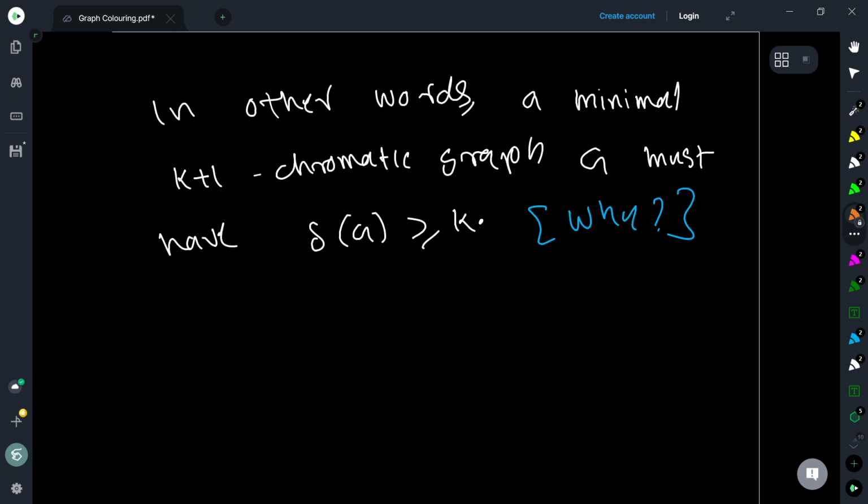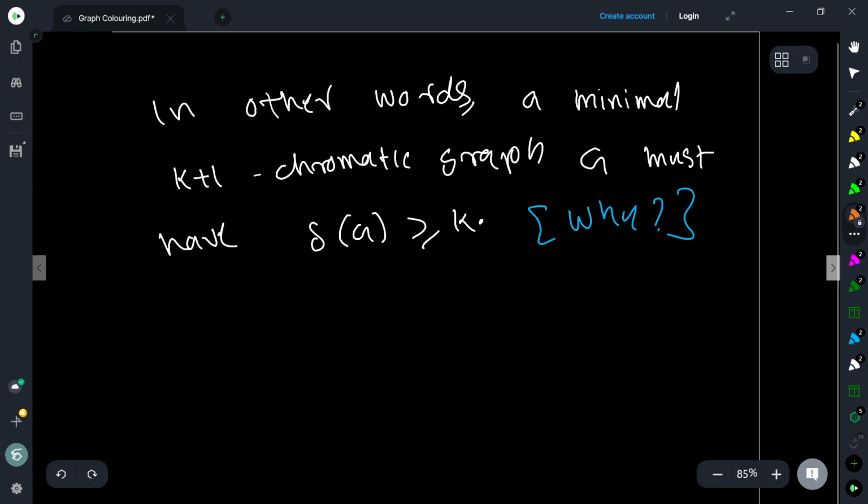In other words, what we are saying is that a minimal k+1 chromatic graph, meaning the graph is k+1 chromatic but no proper subgraph is k+1 chromatic, must have a minimum degree at least k. This is another way to put the same thing that we mentioned before. So a minimal k+1 chromatic graph must have a minimum degree greater than or equal to k. If it is less than k, you can find a coloring with fewer than k+1 colors. This is again something that you can try to show.